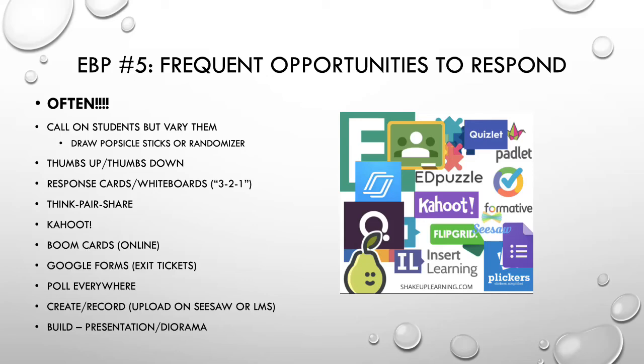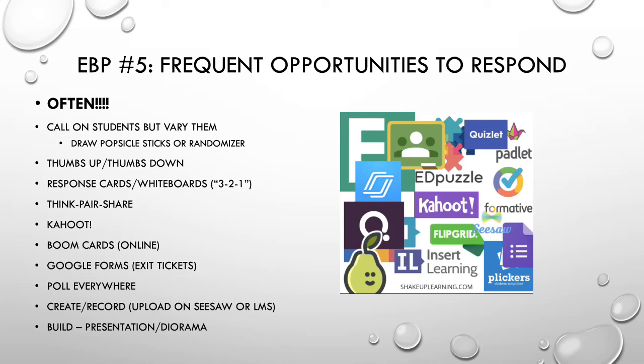Evidence-based practice number 5 is to incorporate frequent opportunities to respond. So you want to have multiple discussions and checks for learning throughout your entire classroom session to really know how your students are performing. What you don't want to do is wait till an assessment to determine if a student understands concepts or not. And the way to do that is to use these frequent formative assessments in your classroom just to check for understanding. One of the most common ways is you might call on a student to answer a question.